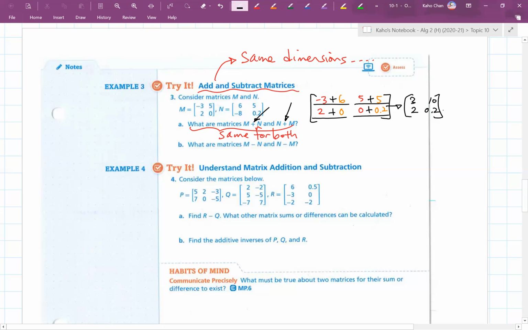The second question, I kind of jumped the gun there. Sorry about that. Same for both. Adding is a commutative property of addition. It's the same. Write that down. Commutative property. You may remember that from your Algebra 1 days.